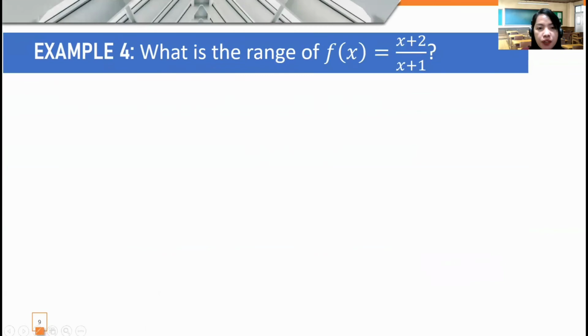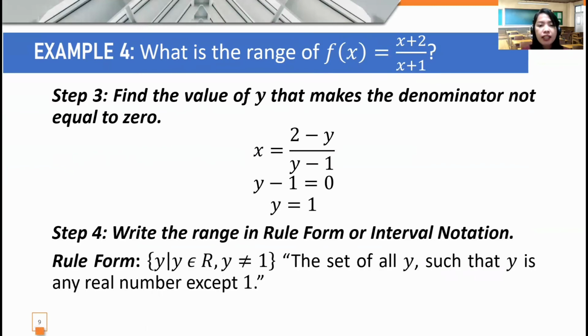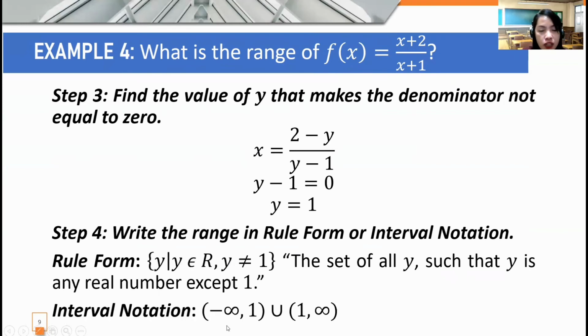So from here, we're going to get the denominator of the new equation, which is y minus 1, equate that to 0, then get the value of y. That is 1. Ibig sabihin, ito yung magiging restriction sa range ng given na function. Lahat ay pwedeng maging range ng given na function except positive 1. So for step 4, you have to write the range in rule form, that is the set of all y such that y is any real number except positive 1. Or in the interval notation, the union of these two sets. Take note, 1 is not included in the set.